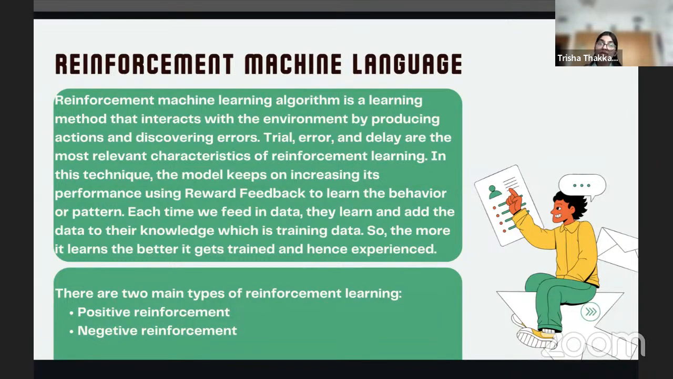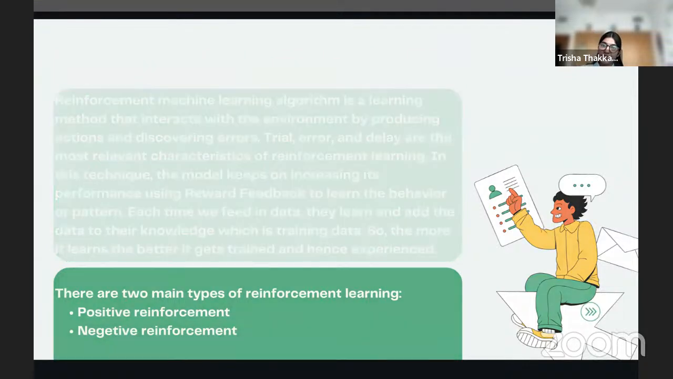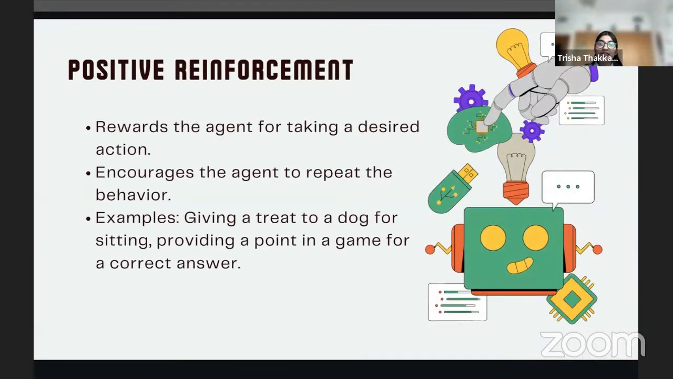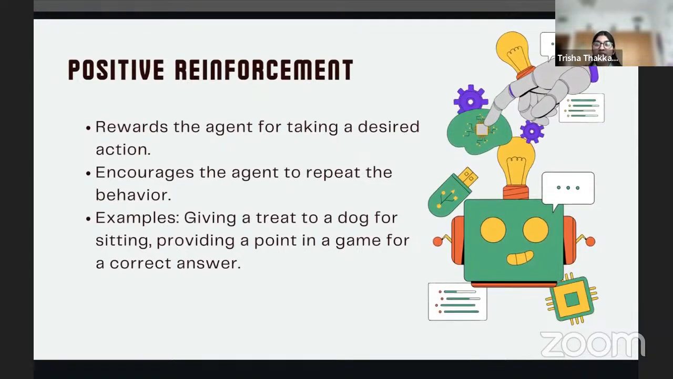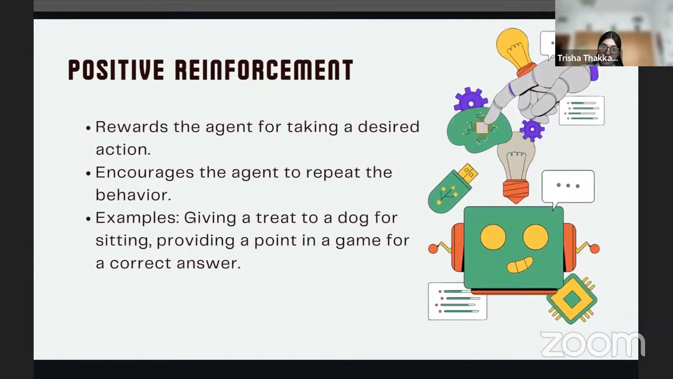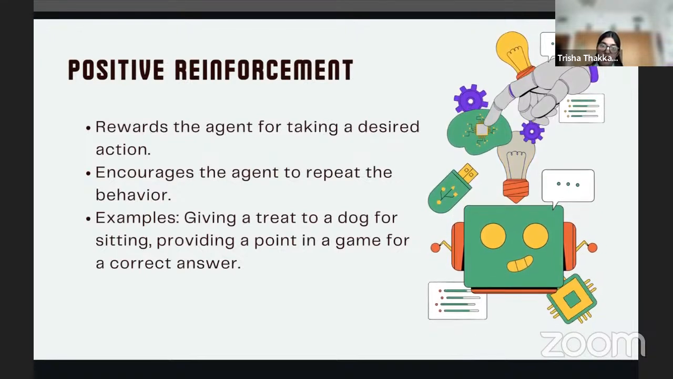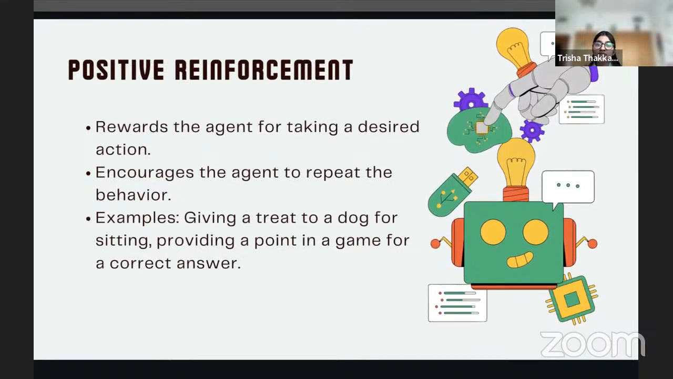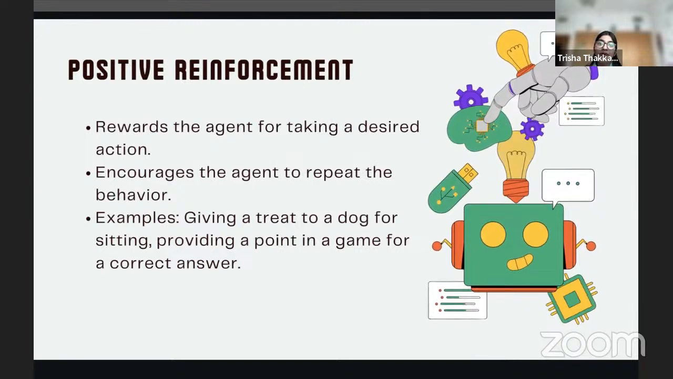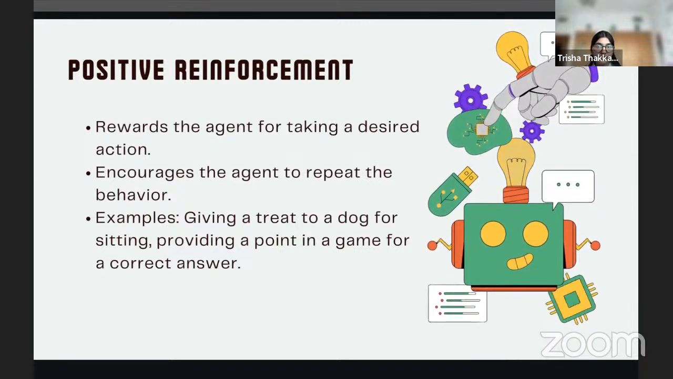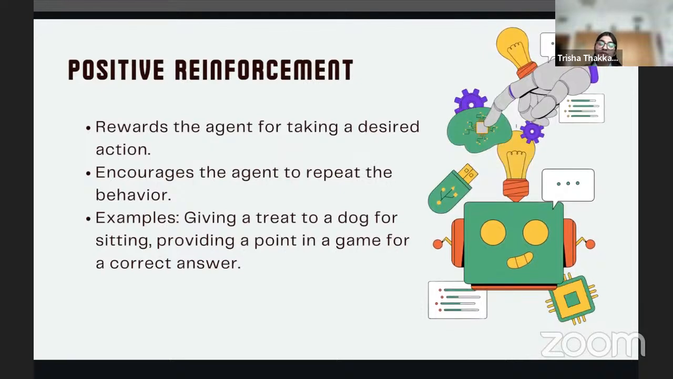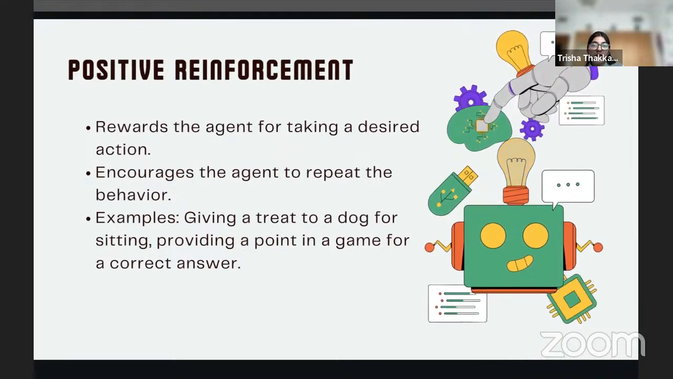The two main types of reinforcement machine learning are positive and negative reinforcement. Positive reinforcement rewards the agent for taking a desired action. It encourages the agent to repeat this behavior. So, for example, giving a treat to a dog for sitting, or providing a point in a game for a correct answer. This is an example of positive reinforcement.